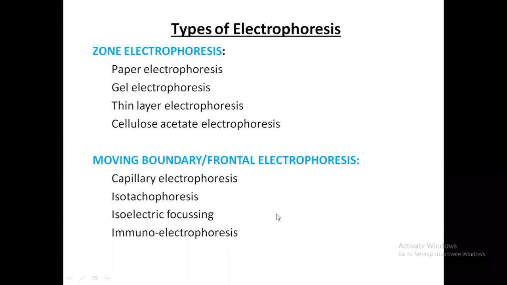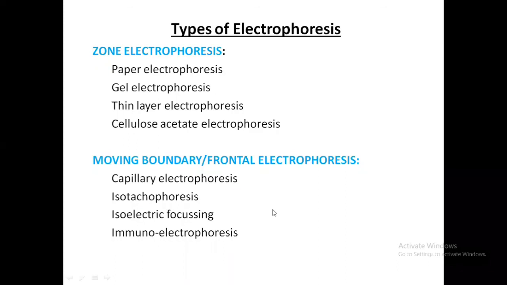Satish? Sir? Who is the father of electrophoresis? Sir, Arne Tiselius was the father of electrophoresis, sir. Okay, he separated which proteins? Serum proteins, sir. Okay, serum proteins he separated.